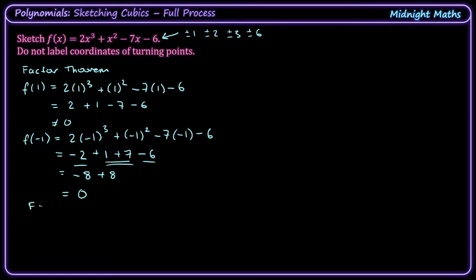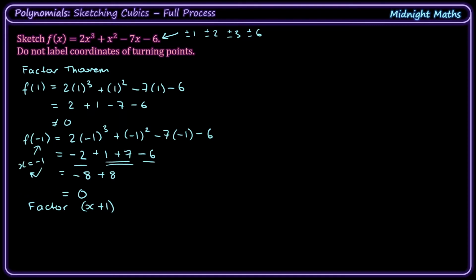Our factor is x plus 1. And the reason it's x plus 1 is because we look at what we substituted in, and then we equate that to x equals minus 1, and then we get 0 on one side. So x plus 1 equals 0, so that's our factor. Awesome, so we've completed the first step of factorizing.